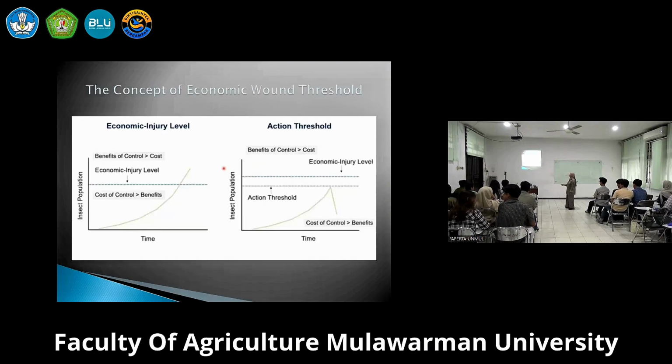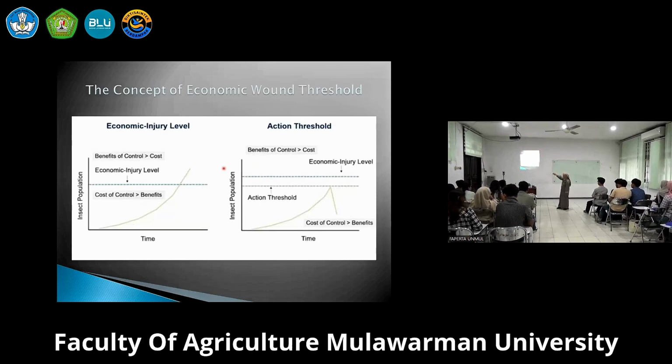Now let's go. Here, the concept of the economic threshold. You see here, when we go with the IPM, and then when we don't go with the IPM, you see the blue line.